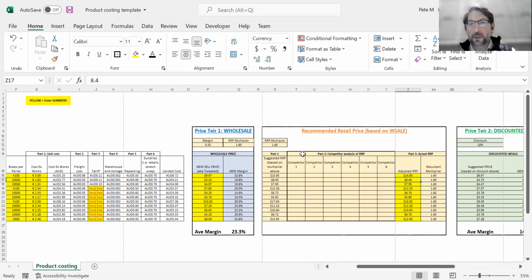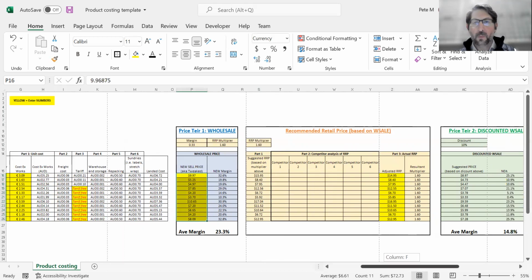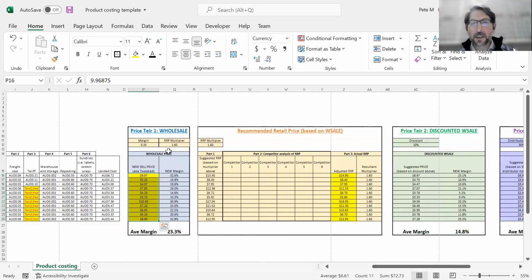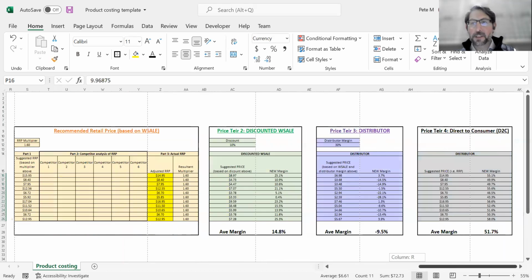So that's that three-part process to say, this number here is what Joe Blow sees out in the general domain, and that's really what we sell to our stores. Once we've got this baseline wholesale price and our recommended retail price, let's take a look at three other different scenarios.